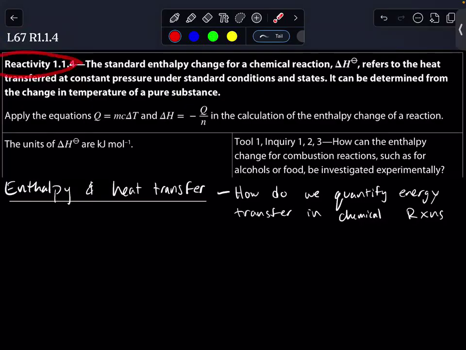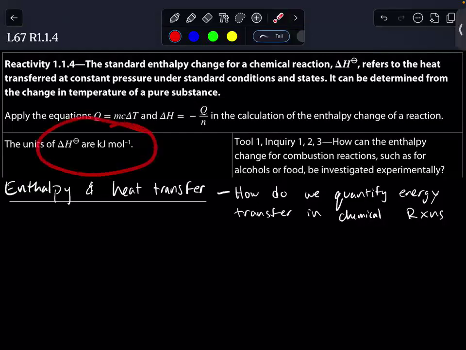Today we're going over reactivity 1.1.4. The standard enthalpy change for a chemical reaction, delta H, refers to the heat transferred at constant pressure under standard conditions and states. It can be determined from the change in temperature of a pure substance. So we're going to be able to apply the equations Q equals mc delta T and delta H equals negative Q over n in the calculation of enthalpy change of reaction. And we must know that the units of delta H are kilojoules mole inverse, or kilojoules per mole.